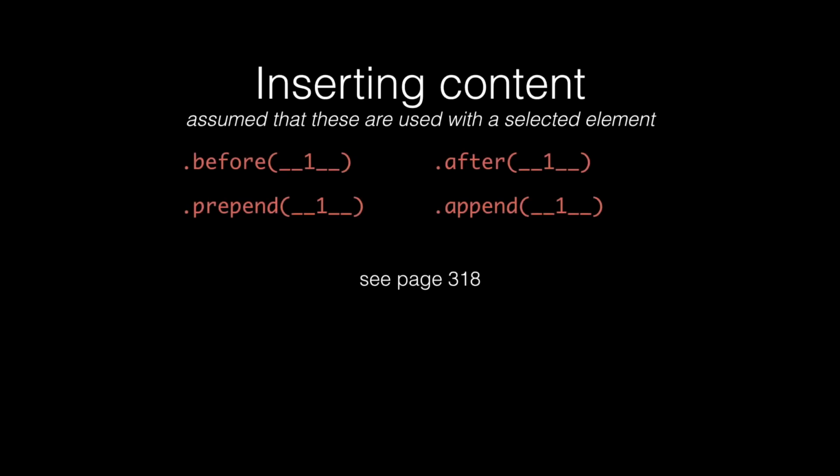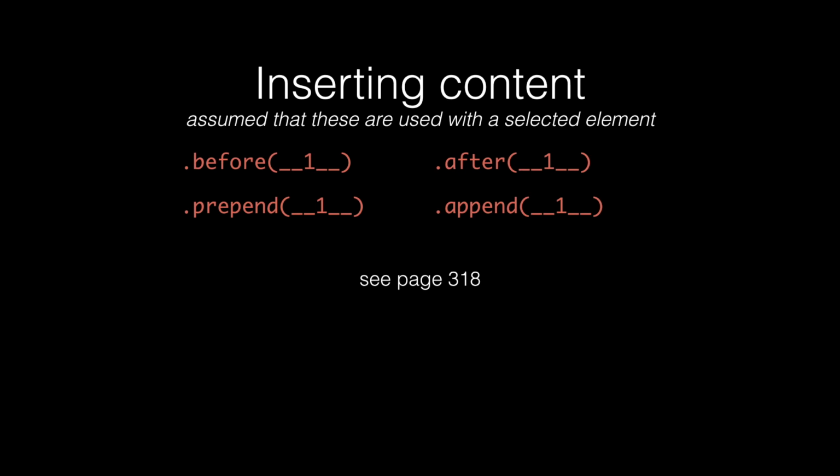So last of all, we have talked about selecting things. We've talked about modifying their content. We've talked about replacing their content. We talked about the class shorthands a little bit before that. Last of all, if we want to just plain add something new somewhere, we've got 4 different options. And of course, we're assuming that we're selecting something for each of these. But we can do before or after, and we can do prepend or append.